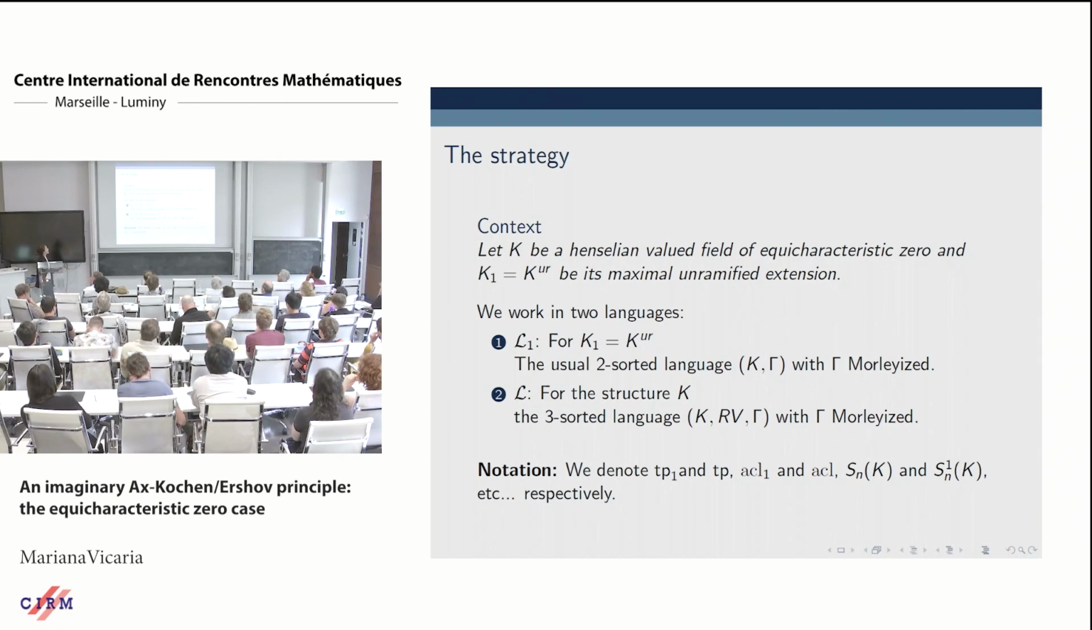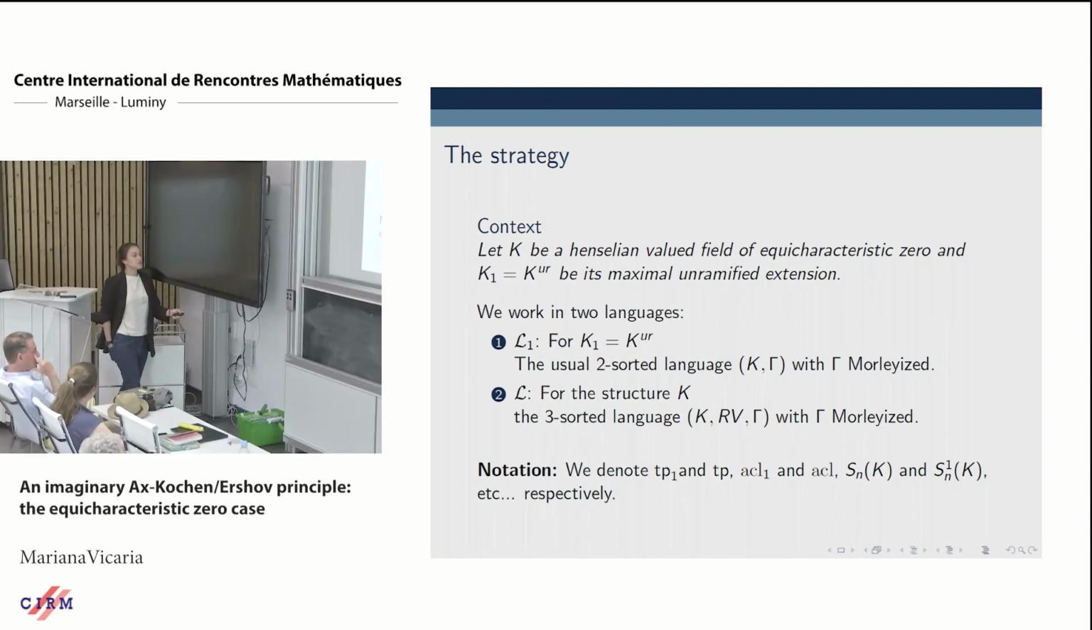while I'm going to call L the language that we use for the Henselian valued field, that is the three-sorted language, where we put in one of the sorts the main field, the second one RV, and the third one gamma Morleyized. And generally, just to remark, I'm always using the subscript 1 whenever I refer to the language L1 for types, algebraic closure, or space of types, and so on.